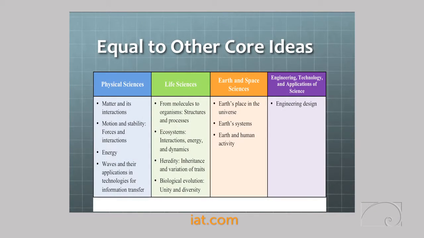So these are the 12 core ideas in the NGSS. They aren't actually emphasized because we have the performance expectations emphasized. They are emphasized in the framework. And there are just 12 of them. So Earth's place in the universe, ecosystems, heredity, waves, energy, forces, engineering design. All at the same level, they're all really important.